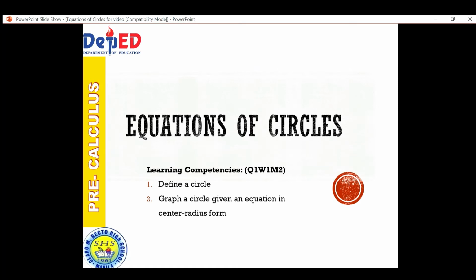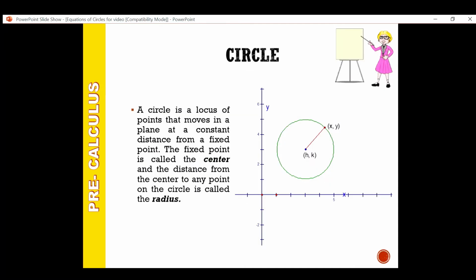We are now in our quarter 1, week 1, lesson 2. So, dun sa module nyo, ito ay module 2. So, we will define a circle and graph a circle given an equation in center radius form. So, what is a circle? Last time, dinefine na natin siya. So, define natin ulit. A circle is a locus of points that moves in a plane at a constant distance from a fixed point. The fixed point is called the center, and the distance from the center to any point on the circle is called the radius.